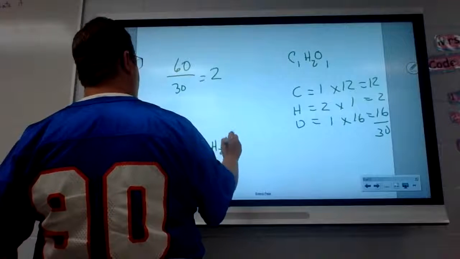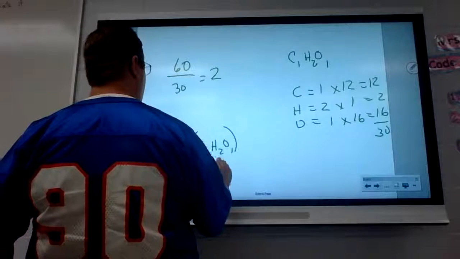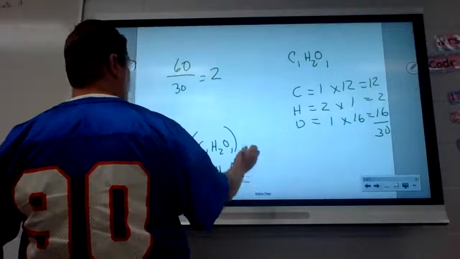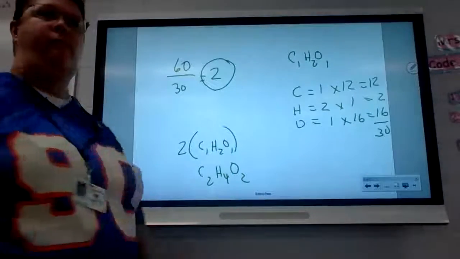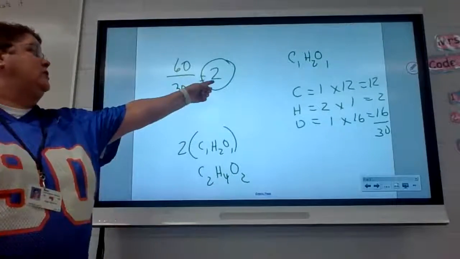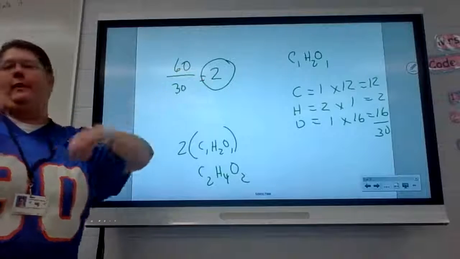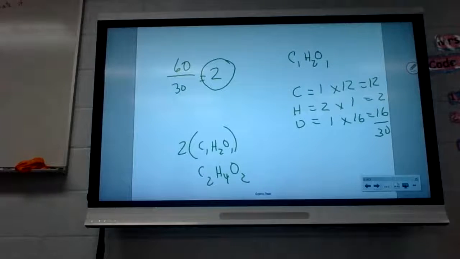Now, what would it tell you if you got a 1 right there? What would it tell you if you divided and you got a 1 right there? That it was in molecular and empirical form. Correct. The empirical and the molecular formula are the same. It would mean it was not reduced at all. Okay? You will get some 1s as we continue through these calculations. They will not all be 2s. Everybody okay with that?